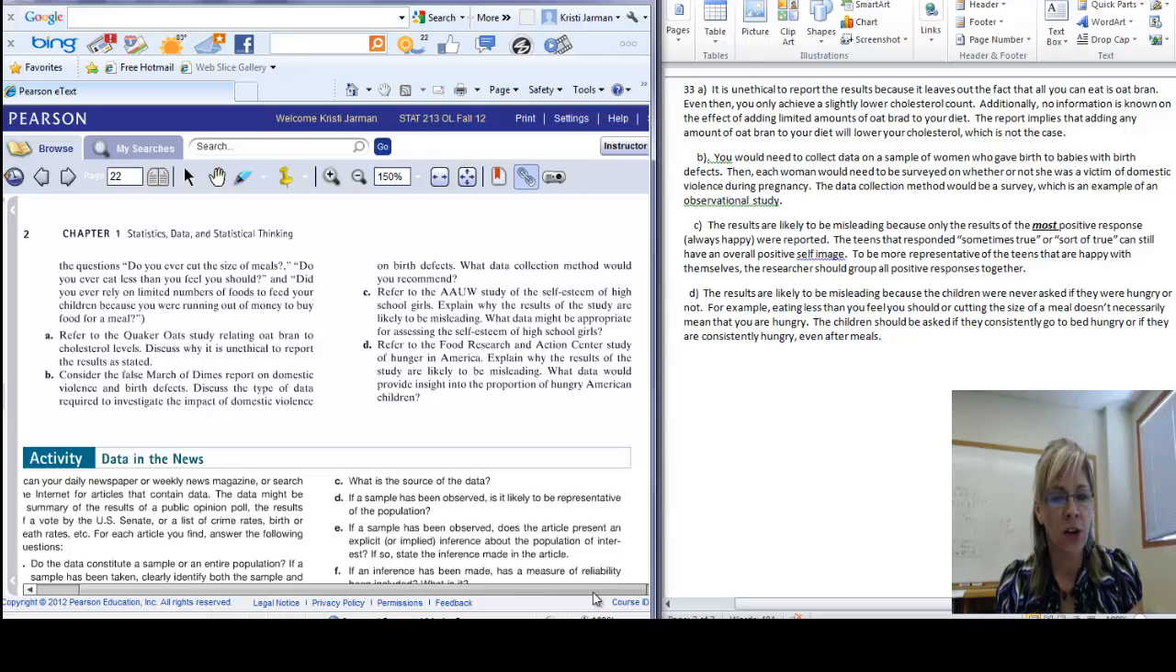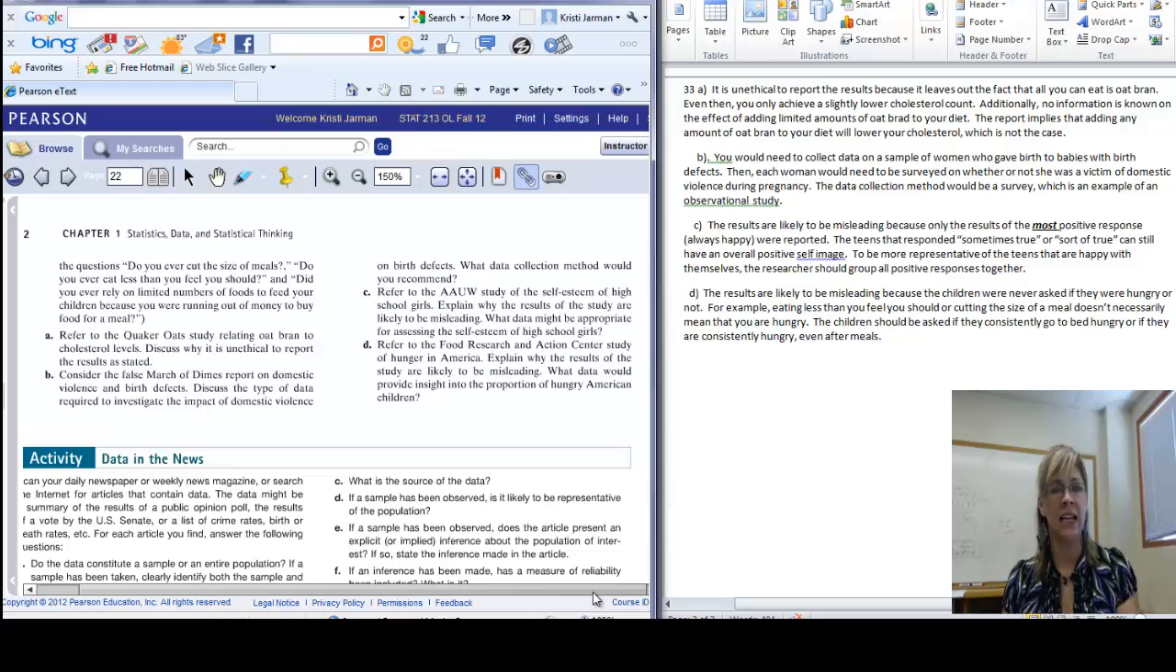Finally, Part D, refer to the FDA Center Study of Hunger in America. Explain why the results of the study are likely to be misleading. Okay, this study would be misleading because the children were really never asked if they were hungry. The questions were somewhat ambiguous, okay, that just because you cut the size of a meal or you eat less than you should doesn't necessarily mean that you are hungry. Sometimes I cut the size of a meal or I eat less than I feel like I should because I just didn't feel all that hungry when it was mealtime.